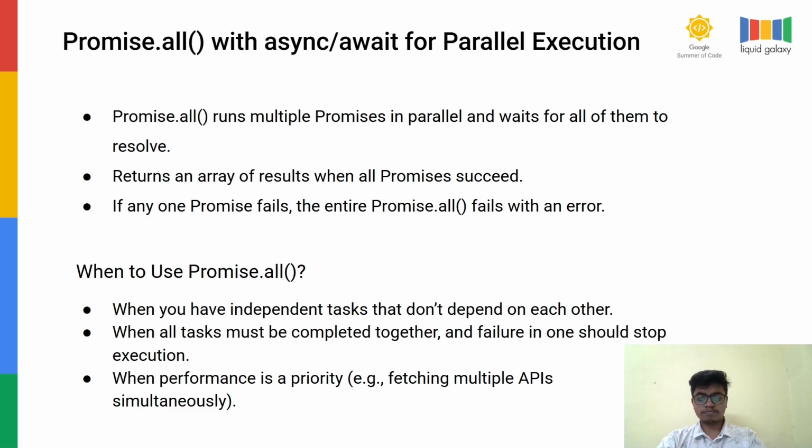So the next question that comes to our mind is when to use promise.all. Promise.all is used in a situation where you have independent tasks that don't depend on each other, and also when all tasks must be completed together and failure in one should stop execution. It will also help in fetching multiple APIs simultaneously. Now we will take a look at the code, which helps in a better understanding of this promise.all method.